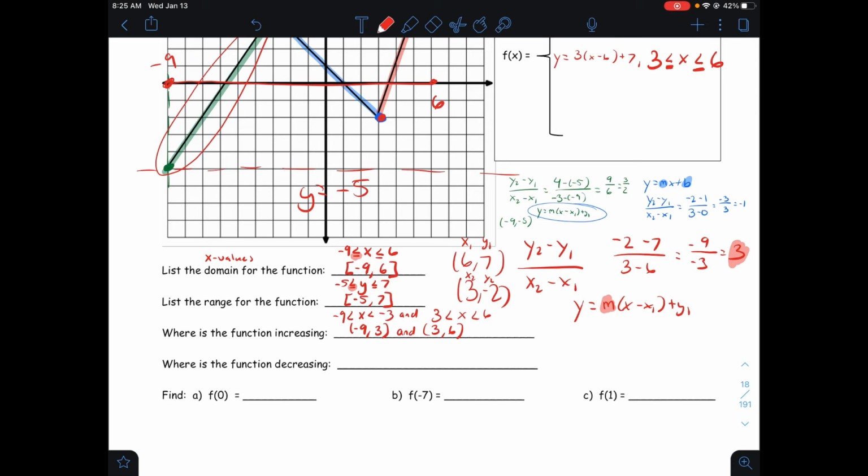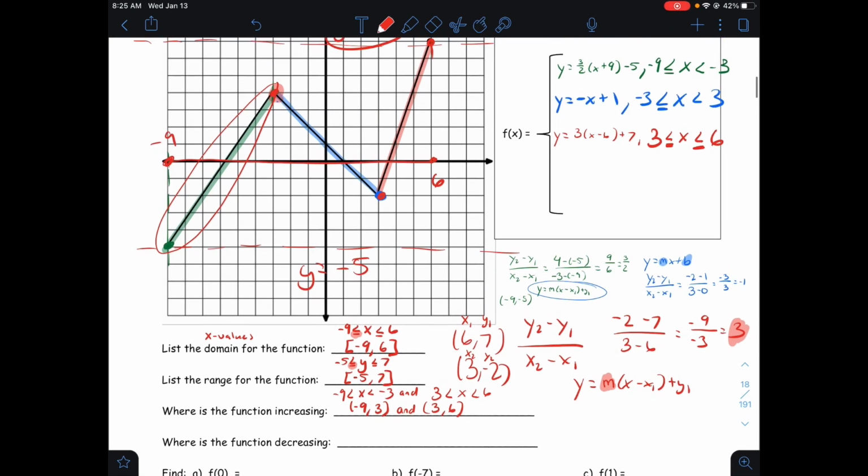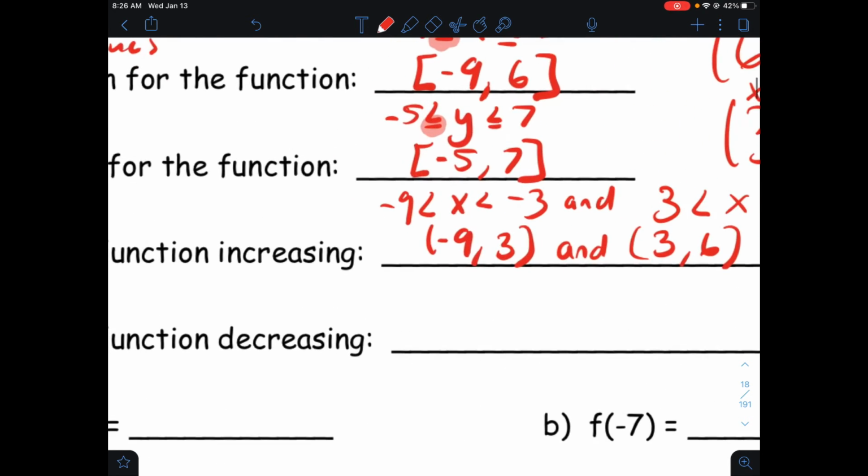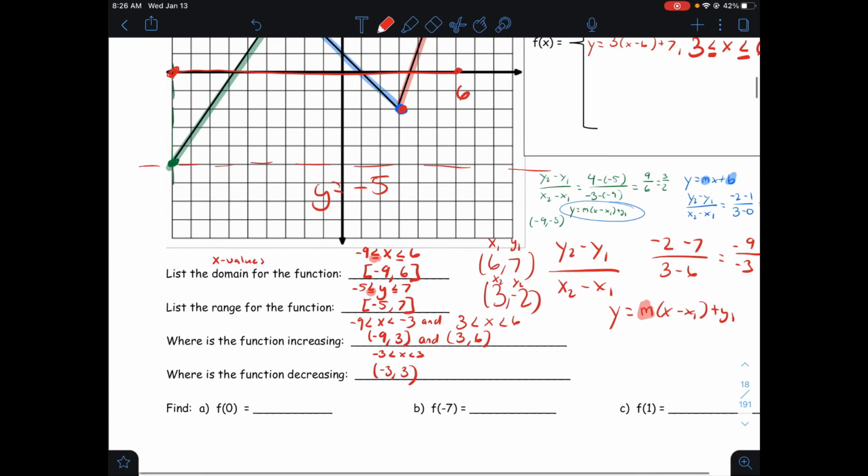All right. Then it says, where is the function decreasing? So if we look, the function's going to be decreasing on that blue line. So that's going to be between x values of -3 and 3. So we'll do -3 less than x less than 3. And then if we wanted to do interval notation, we could say -3 to 3.